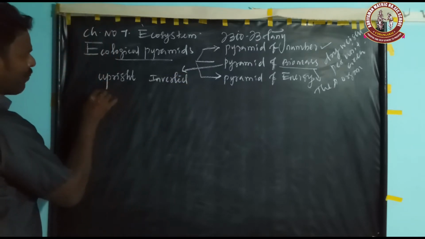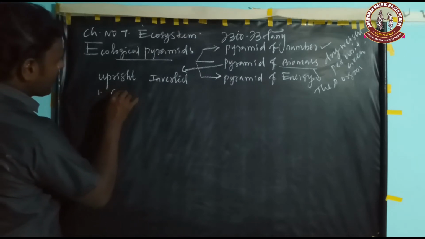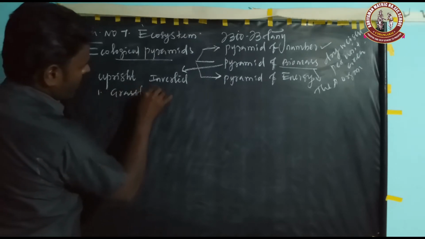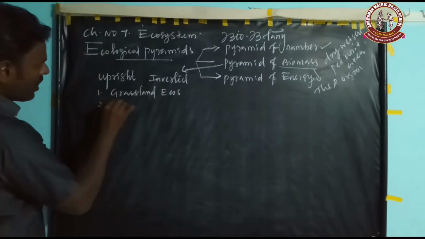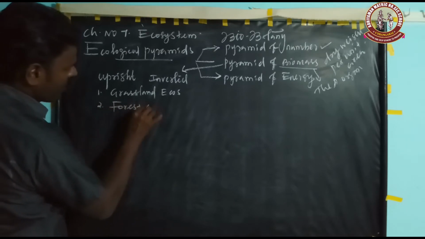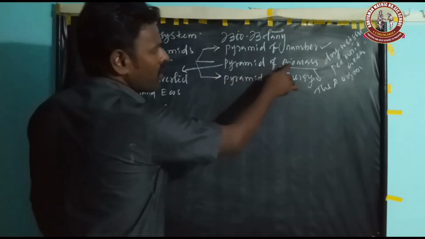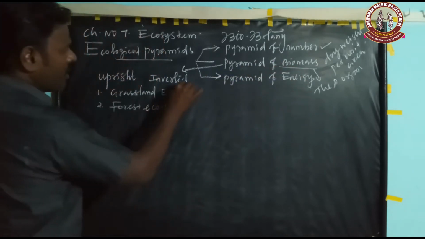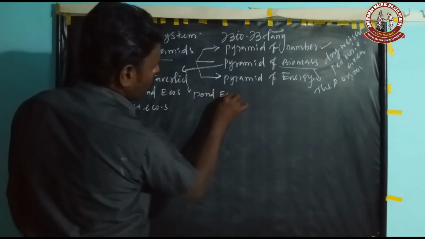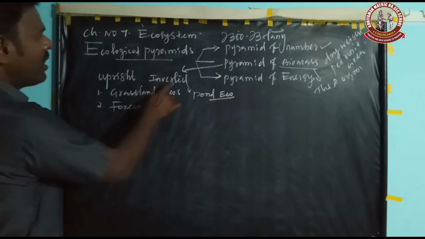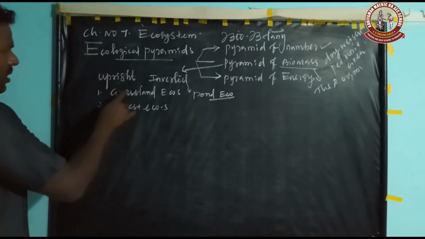For the upright pyramid, there are two examples: grassland ecosystem and, second, forest ecosystem. These are examples of an upright pyramid of biomass. Next, inverted: there is only one example for this, the pond ecosystem. That is the example for the inverted pyramid of biomass. So now we will discuss them one by one.